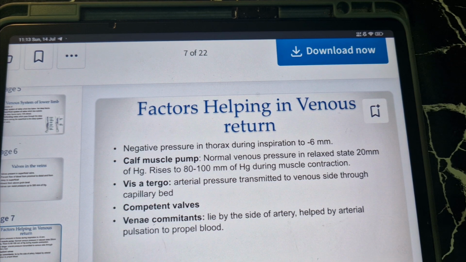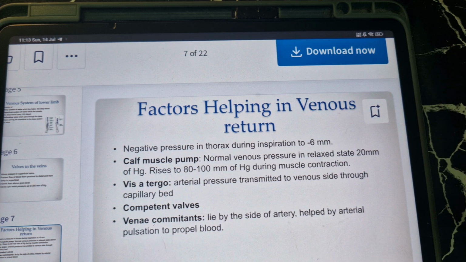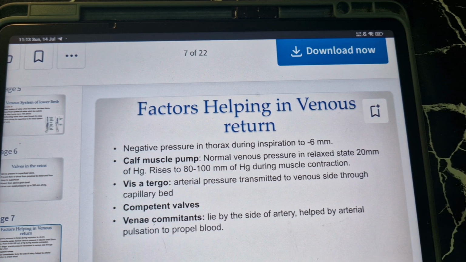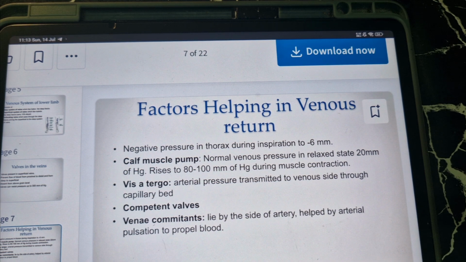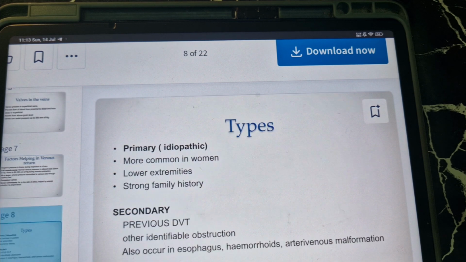cough, and the muscle pump, that is the soleus muscle. Normal venous pressure in the relaxed state is 20 mm of Hg, raised up to 80 to 100 mm of Hg during muscle contraction. Vis a tergo: arterial pressure transmitted to the venous side through the capillary bed. Competent valves. Venae comitantes lie alongside the artery, helped by arterial pulsation to propel blood.